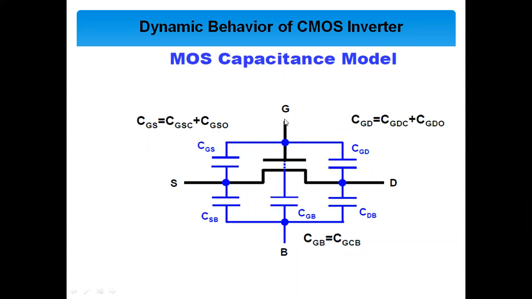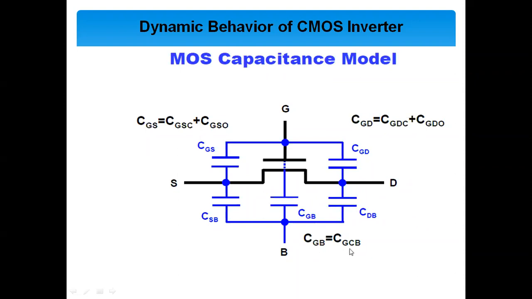The capacitor between gate and drain is known as CGD. The capacitor between the source and bulk is known as source to bulk capacitance, that means CSB. The capacitor between the drain and bulk is known as CDB. And the capacitance between the gate and bulk is known as CGB, right?